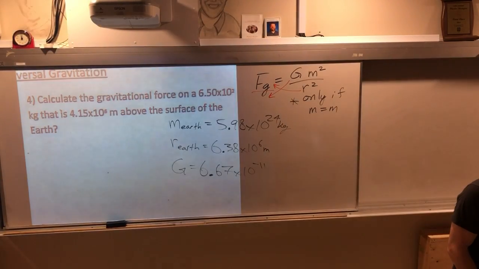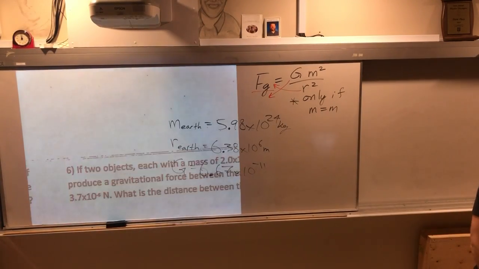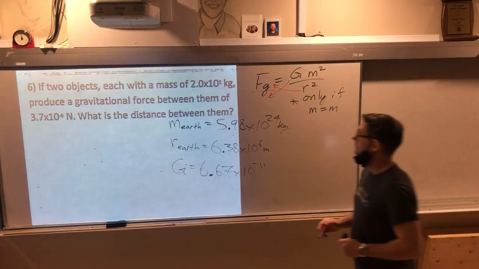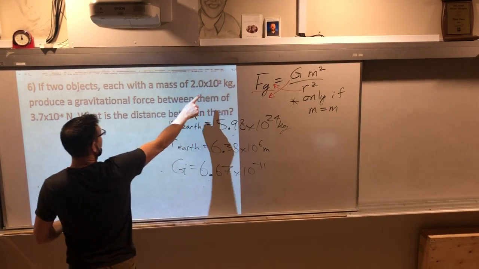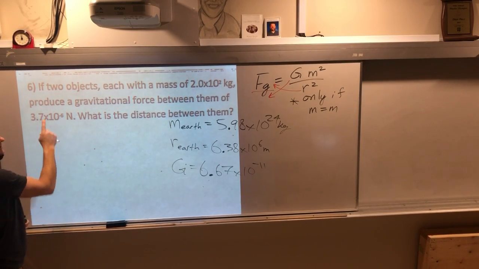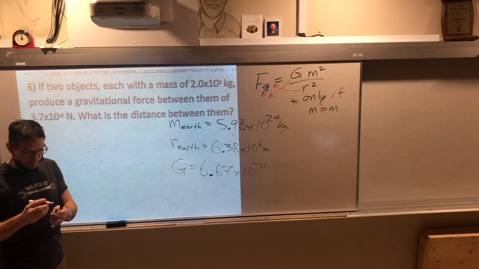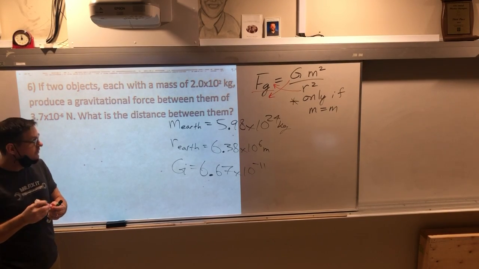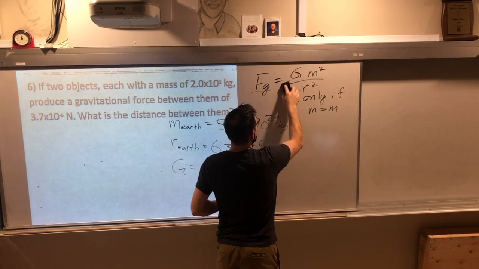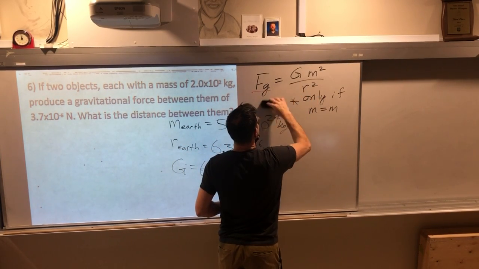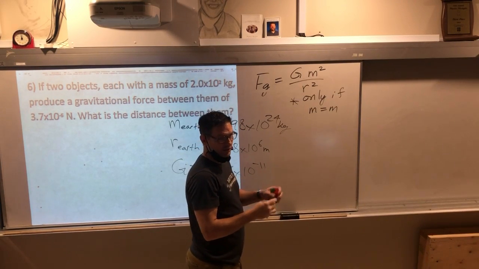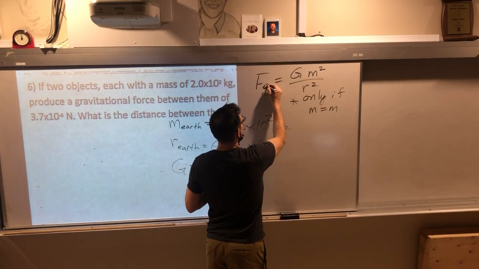Okay, and number 6, we're going to do. Two objects with a mass of that produce a gravitational force between them of this. And what is the distance between them? Now we're solving for R. So same formula, but this is where the trouble comes in. There's an easy mistake to make here.